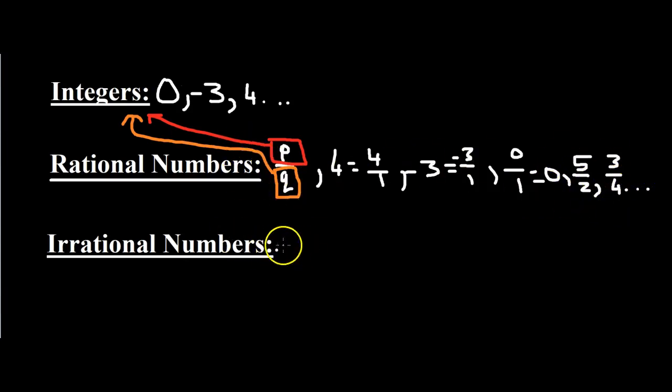What are irrational numbers? Irrational numbers are numbers which cannot be written as fractions. This includes things like pi. This cannot be written as a fraction. It's 3.14 and then an infinite decimal. If you type pi into your calculator, you will not get a fraction. Therefore, it's an irrational number, as it cannot be written in the form p over q. Root of 2 is also an irrational number.